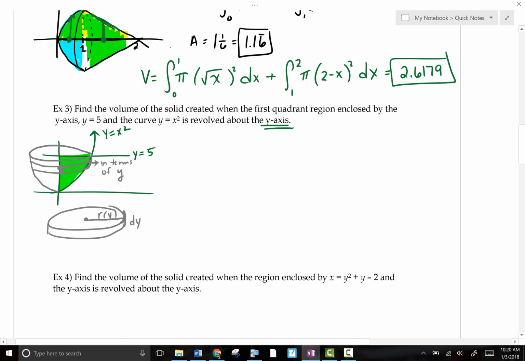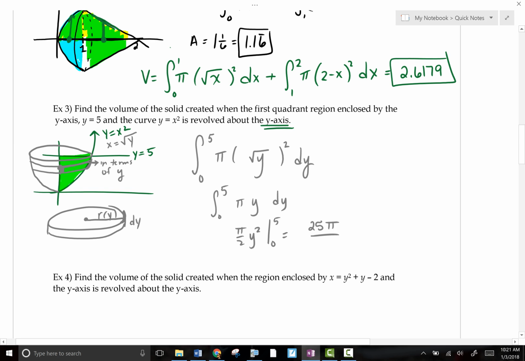So I want to do the integral from 0 to 5 with respect to y. And I still am going to use pi r squared. But my radius now goes from the y-axis out to y equals x squared, which is also known as x equals the square root of y. So it's pi r squared dy. And this one's pretty easy to do by hand. So this is going to be pi times y, which is pi over 2 y squared, which is going to be 25 pi over 2 is my volume.